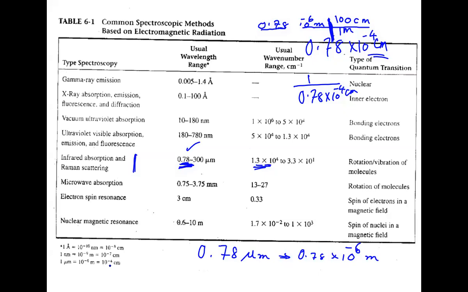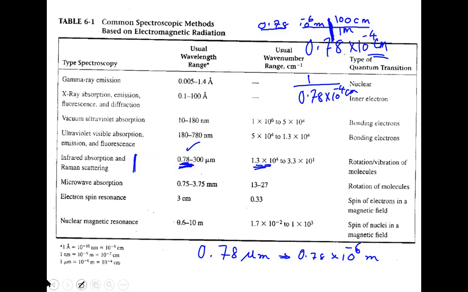So we use infrared absorption and Raman scattering for the rotation and vibration of molecules. That's what we use them for. And you can see down here in this corner, which some of you may not see, that corner gives you some interconversions, so that everybody knows how to do it. Does anyone have any question here?